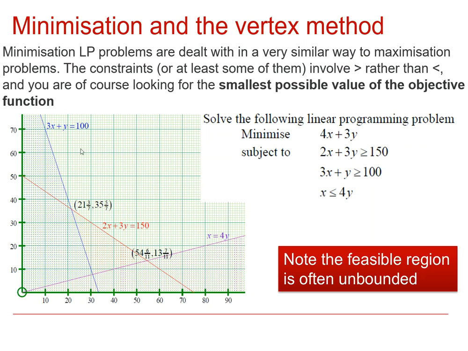region might be unbounded. It doesn't have to be, but it might be, and that's not a problem in a minimization problem, because actually, the further we go up in that direction, the larger the objective function is likely to be. So in this case we'd be looking at vertices like this one here, and testing those vertices in the same way to find the one that gives us the smallest value of the objective function.